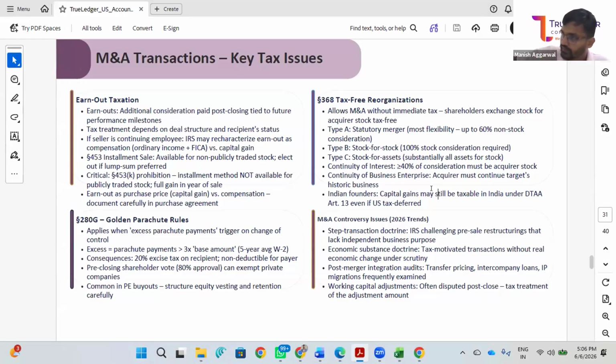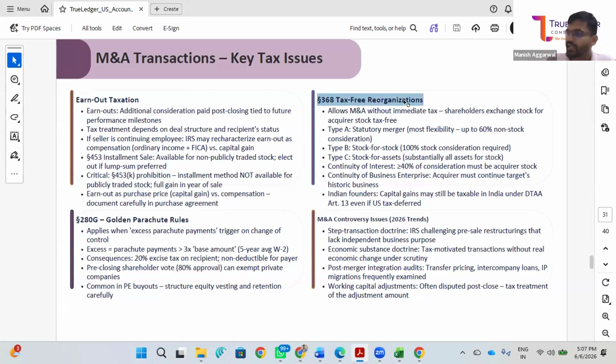If it is in the nature of capital gain, it is taxed at 20%, whereas if it is treated as a salary or an employment compensation, it is taxable as ordinary income at 37%, because these are generally high amounts. So depending on the factual analysis of the agreements, and for which purpose the payment is being made to the founder for the earnout, we need to come to a conclusion whether it is taxable as a capital gain or taxable as a salary income.